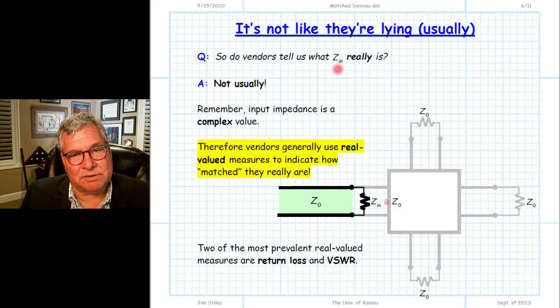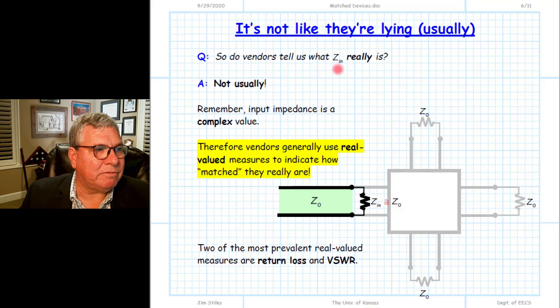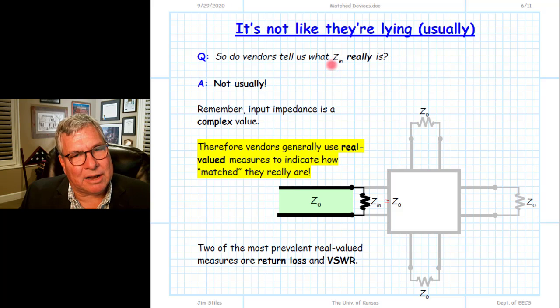Likewise, it changes as a function of frequency, of course, and so we have to describe, like all microwave components, its behavior across frequency. Instead of talking about input impedance, which is a complex number, typically we like to describe how well our ports are matched, quote unquote, how close they are to Z0, using a real valued measure. And the two most prevalent real valued measures in microwave engineering are return loss and VSWR, otherwise known as VSWR.